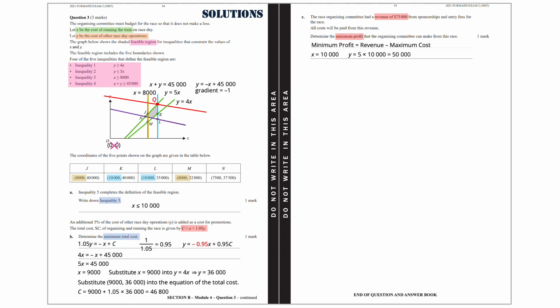We substitute the point with coordinates 10,000 and 50,000 into the equation of the total cost. So the maximum cost equals 10,000 plus 1.05 times 50,000, that is equal to 62,500, which means that the minimum profit equals 75,000 minus 62,500, and that is $12,500.